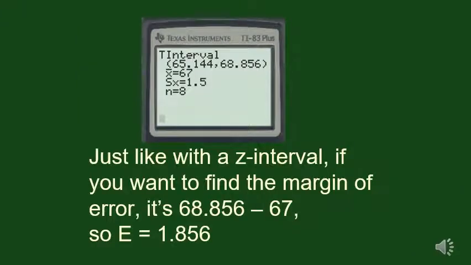And again, you're just going to hit calculate to find the answer. The point estimate, of course, is 67 inches. The interval estimate is those parentheses at the top, 65.144 to 68.856. This question didn't specifically ask to find the margin of error, but if it did, again, you just subtract the top minus the middle, and so you'd get 1.856.